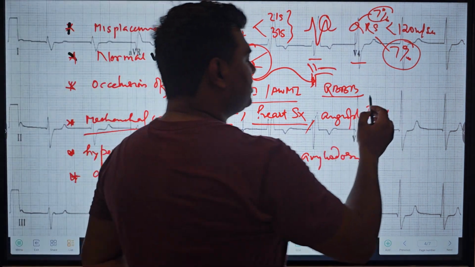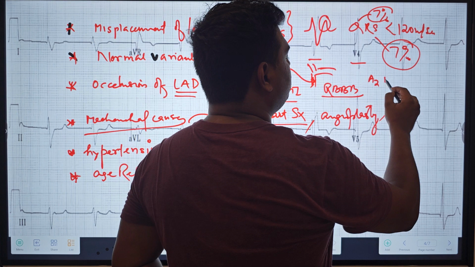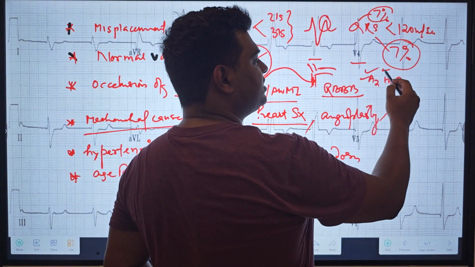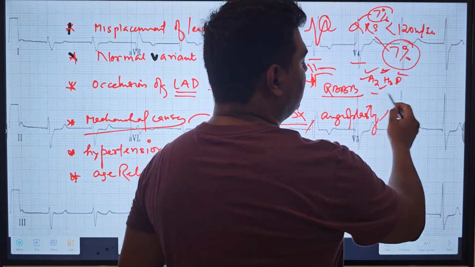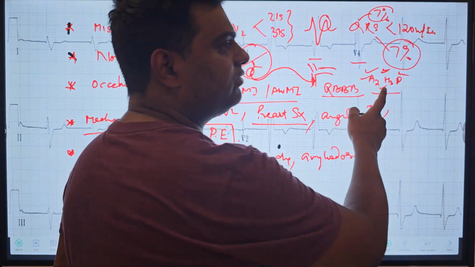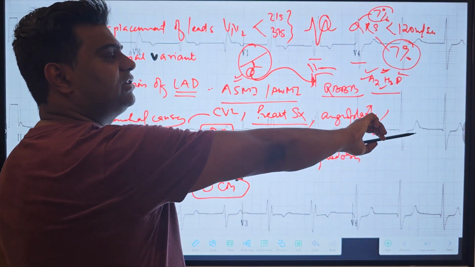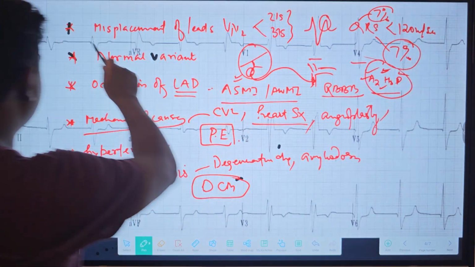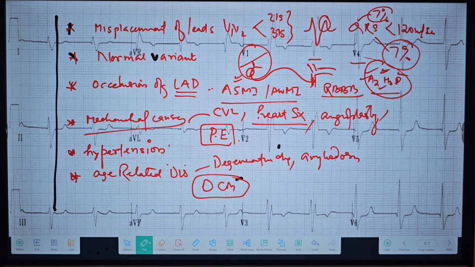In left bundle branch block, I have told you A2, H3, D1, that is anterior wall MI, aortic stenosis, hypertension, hyperkalemia, heart failure, and digoxin. And I have told you Zaragoza criteria to diagnose anterior wall MI with other causes. That you should also remember. And these are the causes of the right bundle branch block.